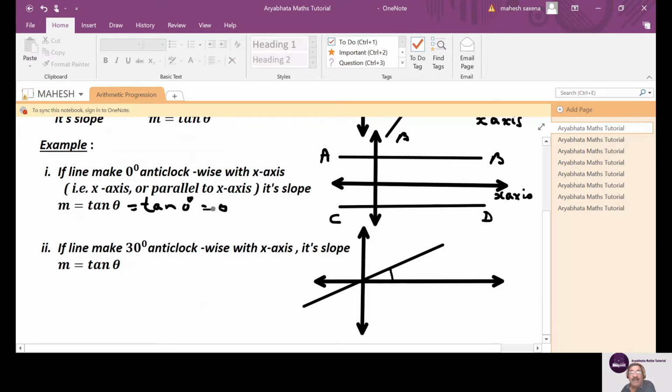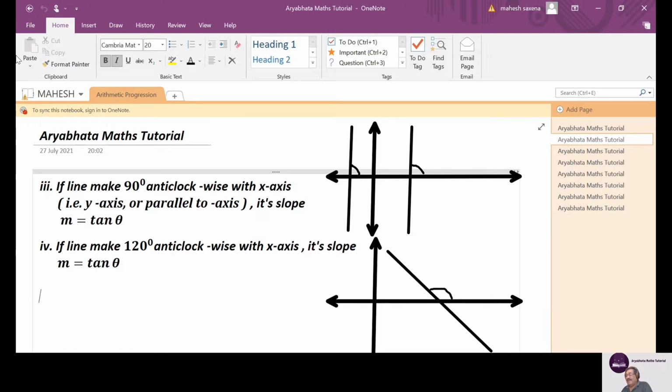Now we take the second example. Suppose a line AB makes the angle 30 degrees with the x-axis. Therefore, the slope of the line AB is equal to m, tan theta, that is tan 30 degrees, that is equal to 1 upon root 3. Therefore, the slope of line AB is 1 upon root 3.